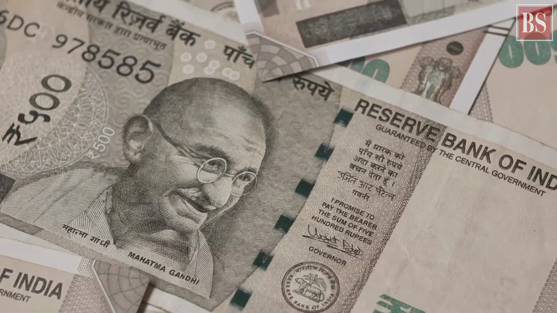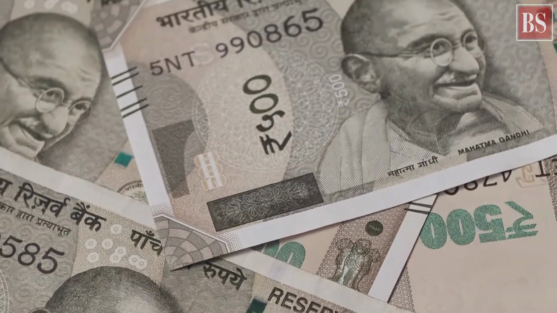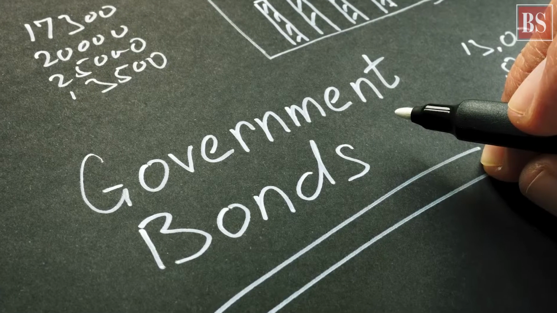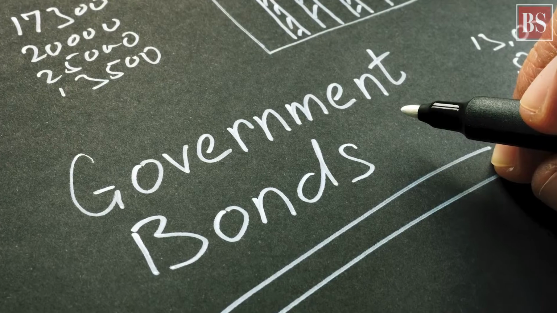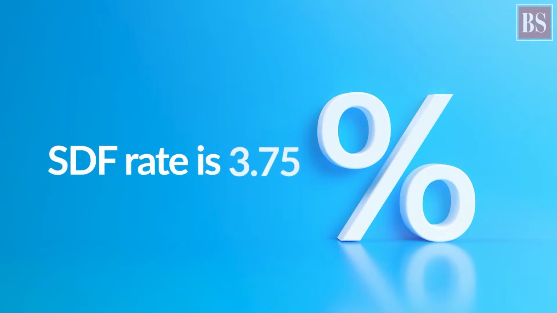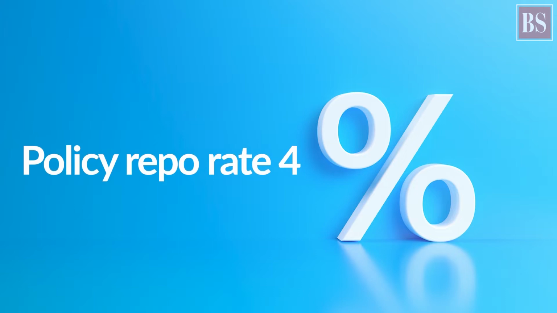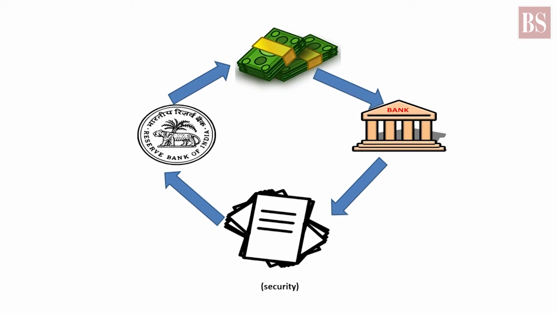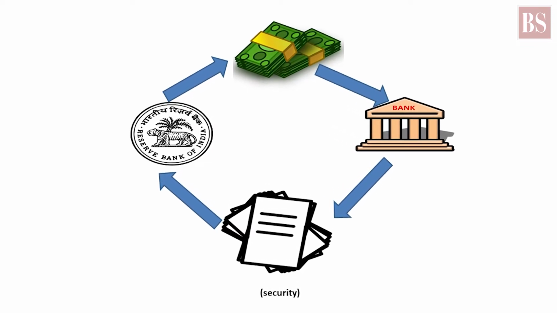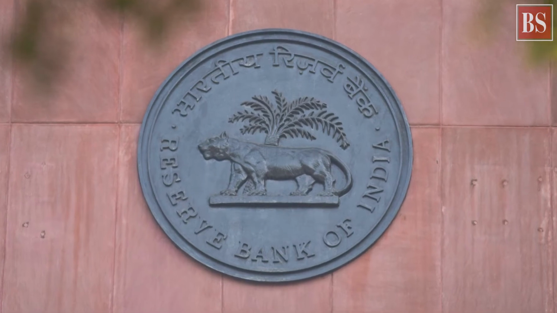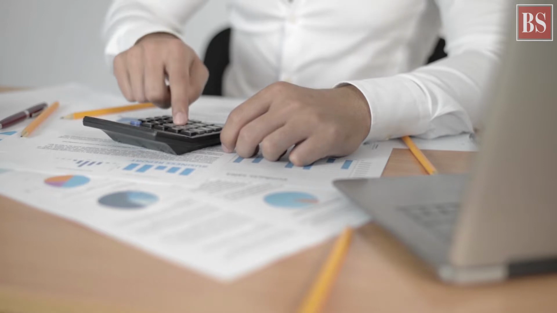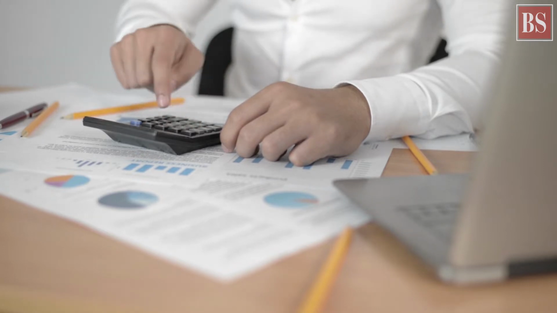After the introduction of the SDF, banks will now park their money with the RBI at the SDF rate, and for that, they will not get government securities as collateral. Since the SDF rate is 3.75%, the policy repo rate 4% and the MSF rate 4.25%, the width of the liquidity adjustment facility or LAF corridor stands restored to the pre-pandemic level of 50 basis points. The policy corridor had been widened to 90 basis points during the pandemic.